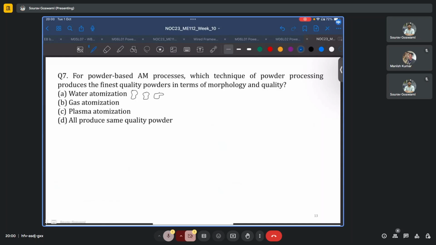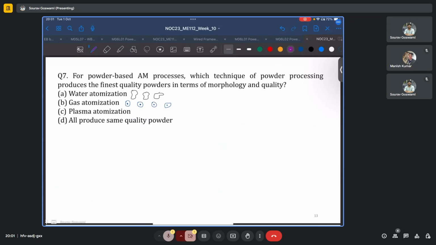For gas atomized particles, while the control over the shape or morphology is better, because of the entrapment of gases, they can have these pores in them. Also, because of the entrapment of gases, the chemical composition might be different because now these gases are also trapped. And even the sphericity, while better than the water atomized particles, is not perfect.